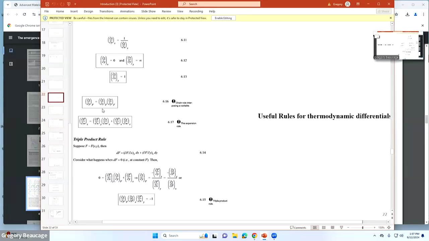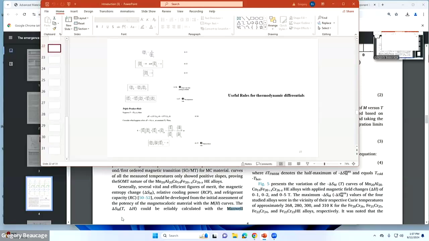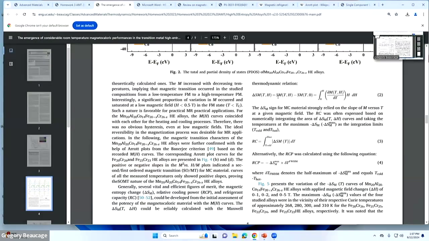But basically, that's why all these things exist, because you're going to get to a point where you need something, like this equation, because of what you can measure. So what can you measure? You can measure the magnetization. You can measure the magnetic field you put on it. And what do you want to get? You want to get the entropy.